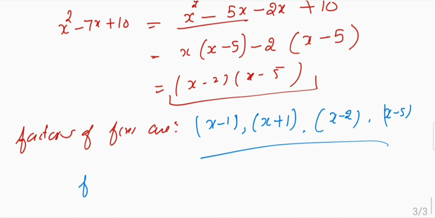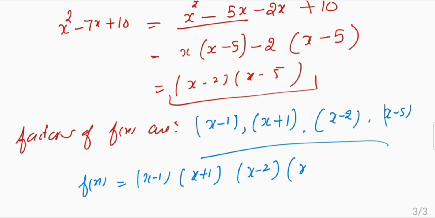We can write this f(x) as x minus 1 times x plus 1 times x minus 2 times x minus 5.